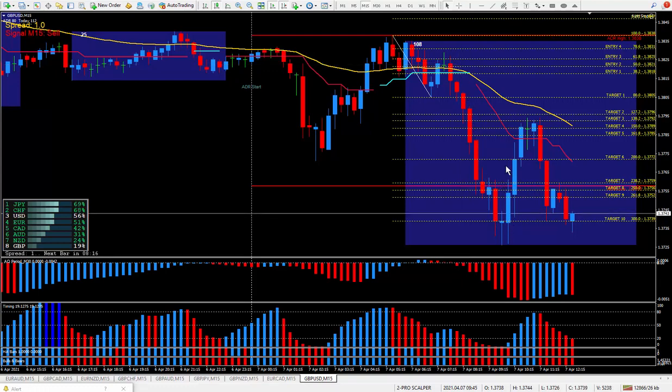Until eventually the market's not going to go down forever. And look at this pullback. You know, that's why you have to have trade management in order, very important, along with money management.